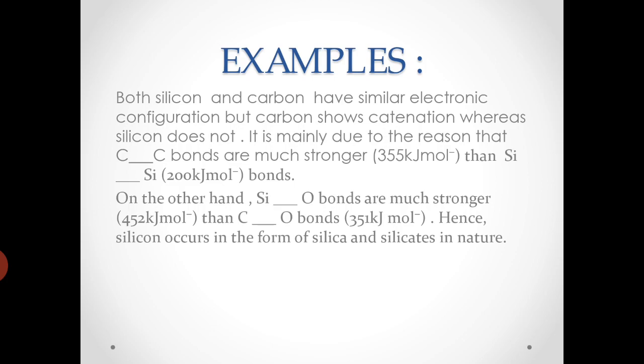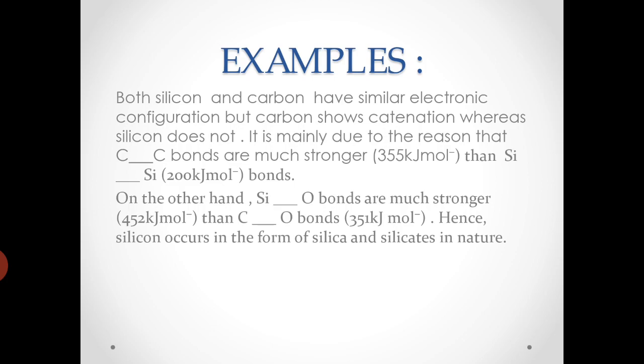What is the example? Both silicon and carbon have similar electronic configuration, but carbon shows catenation while silicon does not. It is mainly due to the reason that carbon-carbon bonds are much stronger, having the energy 355 kilojoule per mole, than the silicon-silicon bond, that is about 200 kilojoule per mole. On the other hand, the silicon-oxygen bond is much stronger, 452 kilojoule per mole of energy, than the carbon-oxygen bond, that is 351 kilojoule per mole of energy.